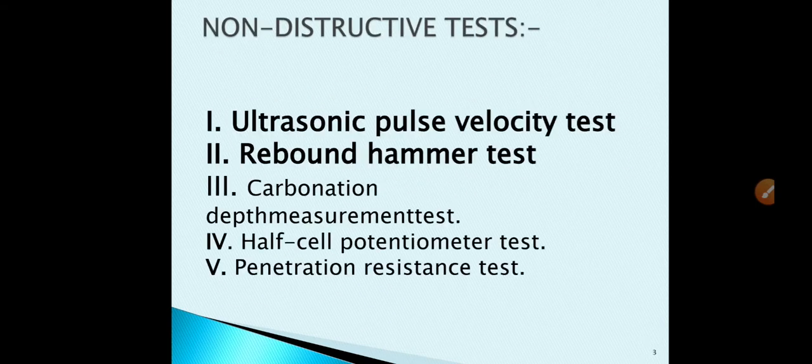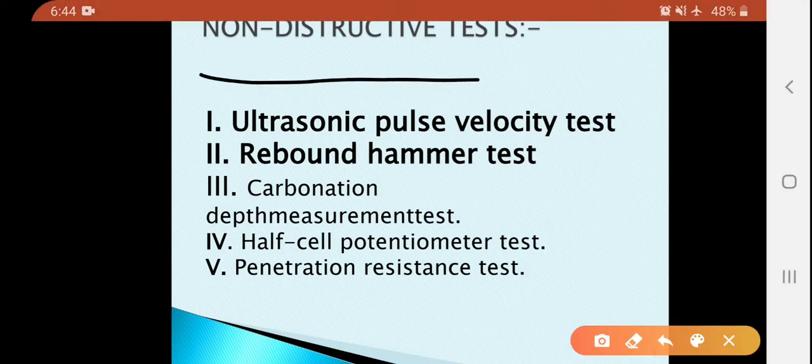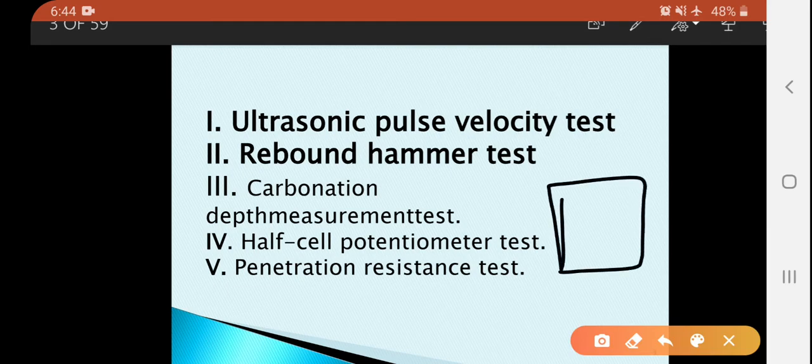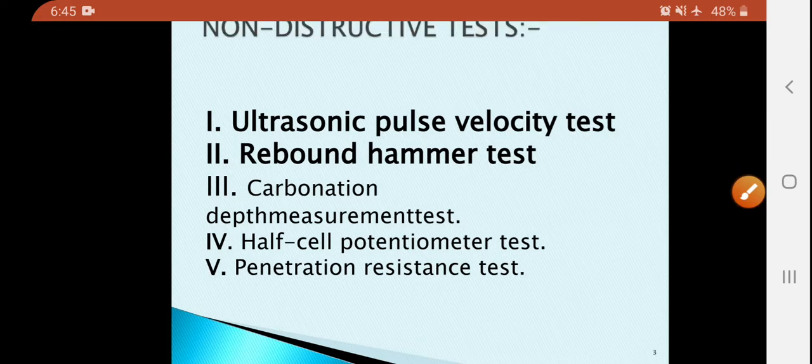Destructive test. Next one is non-destructive test. As the name indicates, here the size and shape of the concrete will be maintained throughout the experiment. Suppose we are considering any column section, slab section or beam section. When it is subjected to a test, and after the test also, without damaging any external surface of the area, that can be called a non-destructive test.